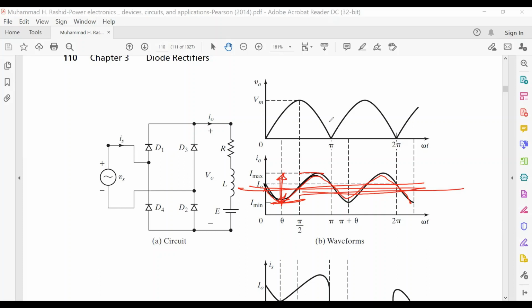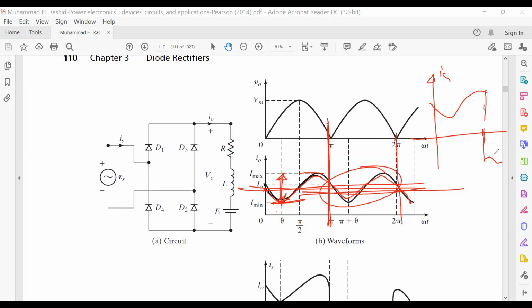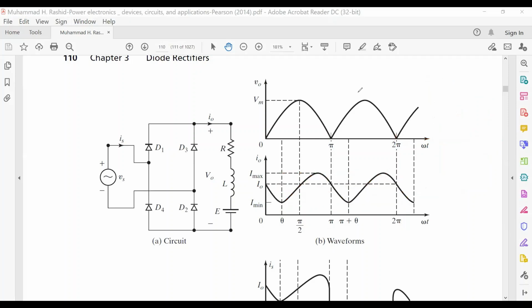And if we know that this is the current for the positive half cycle, so the source current will be like this for the positive half cycle. But for the negative half cycle, you will get the mirror replica. Mirror replica means that if you put a mirror here, then what you will get will be shown like this. Please go through this one, but it will not be set in the exam.